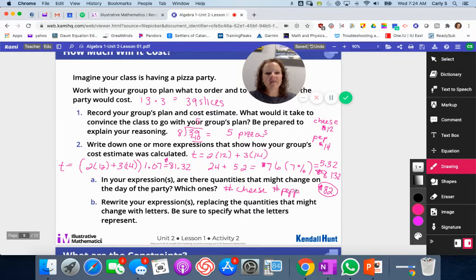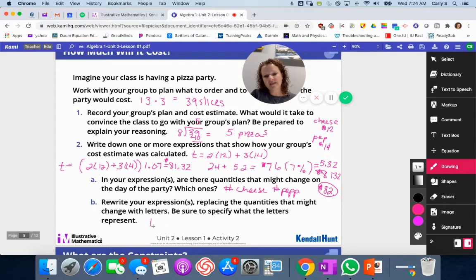So yeah, I think the number of cheese pizzas and the number of pepperoni pizzas would change if we ended up ordering our pizza from a different place. Or maybe, well, I know there's Taco Tuesdays, which tacos are cheap. What about Pizza Wednesdays? We decide to have our pizza party on a Wednesday, when pizzas are on sale. So that could be the reason, but those would change. Rewrite your expressions, replacing the quantities that might change with letters.